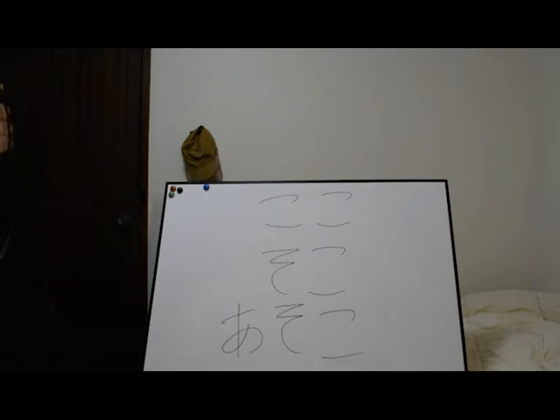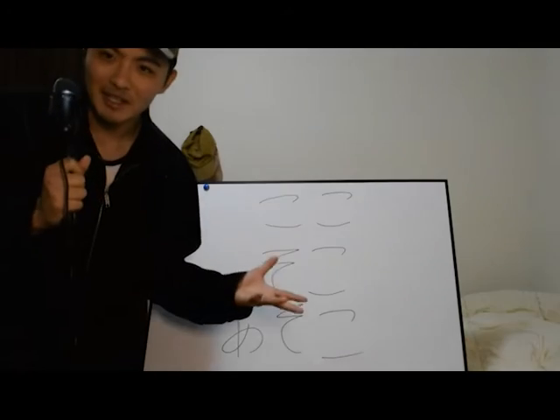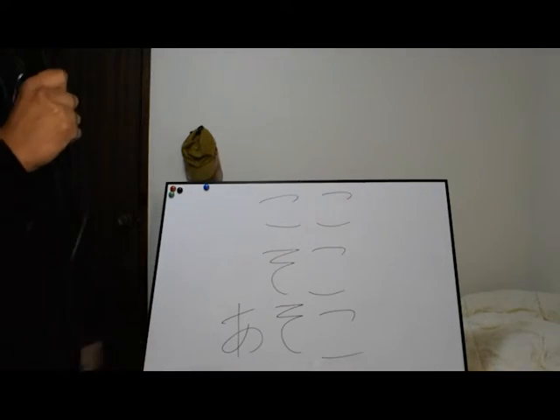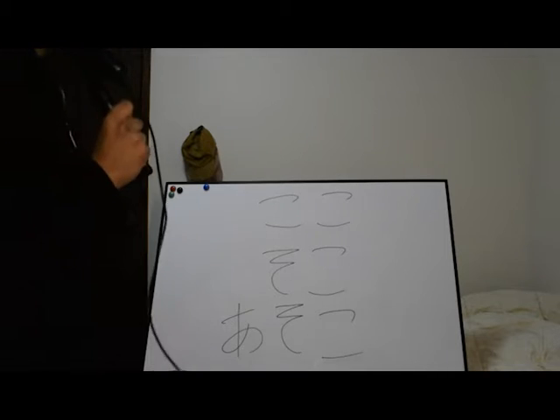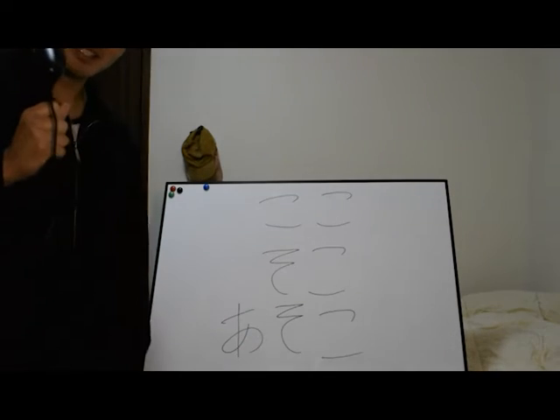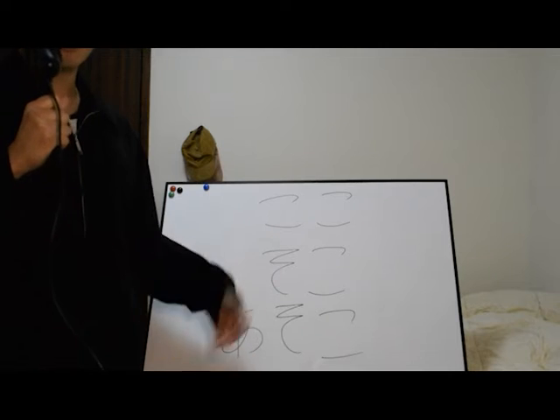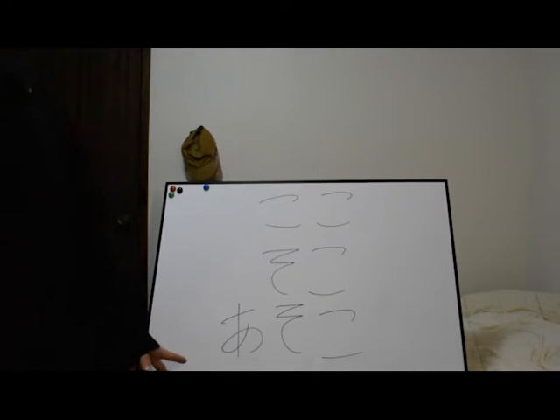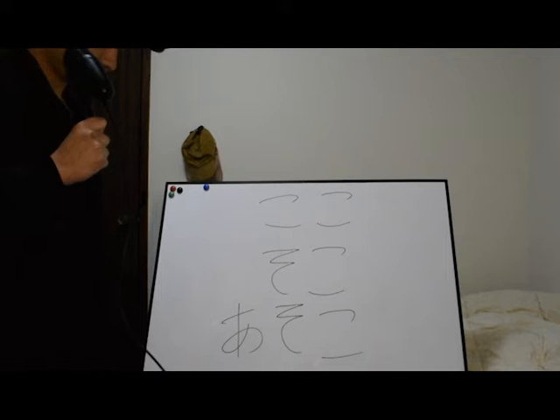So let's say, ここは僕の部屋です. This is my room. The next one is そこ. そこ is there. And あそこ is the last one, which means over there.